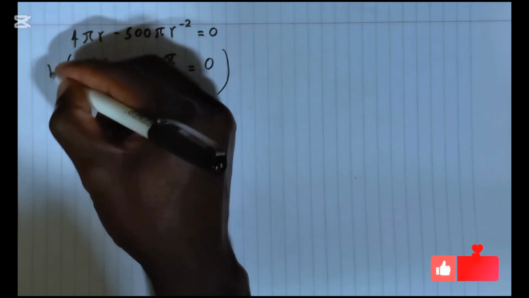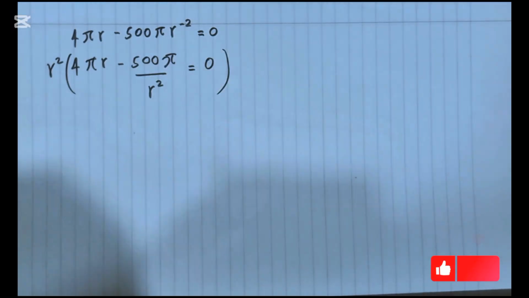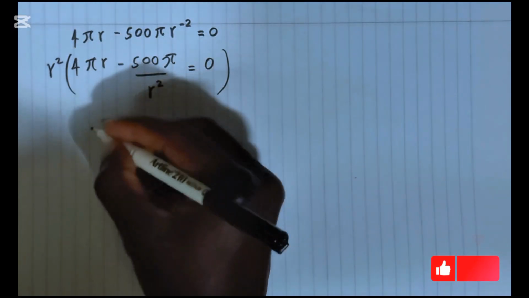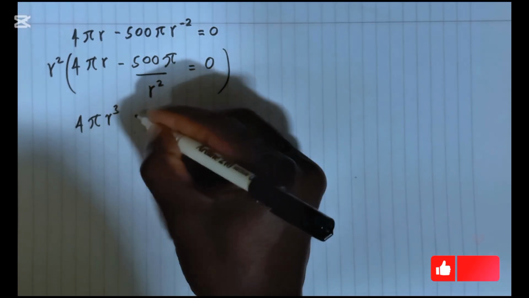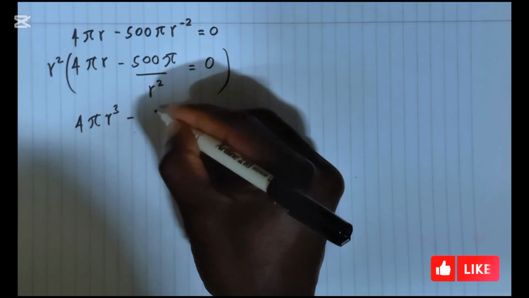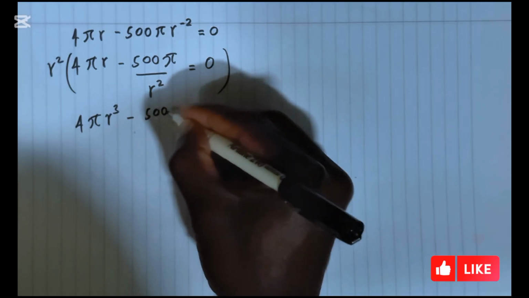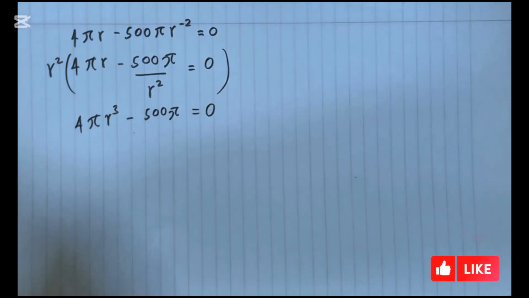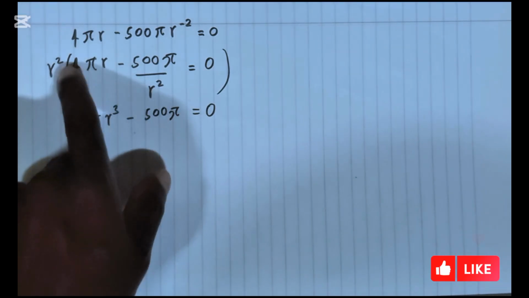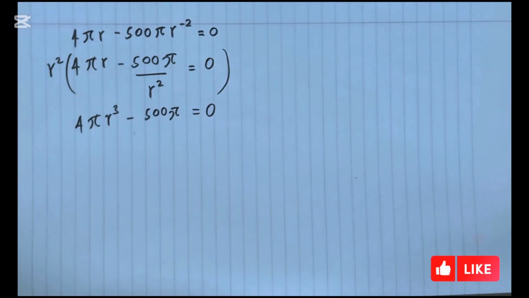So when we multiply all of them by r squared, we're trying to get rid of this denominator here. Notice we are going to have 4 pi r cubed minus 500 pi being equal to 0. So basically r squared and r squared cancel, giving us that.